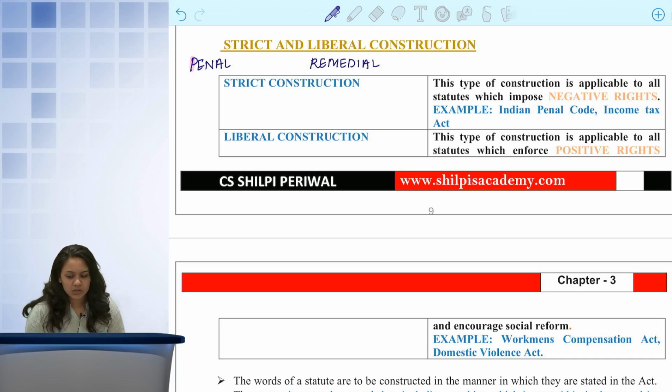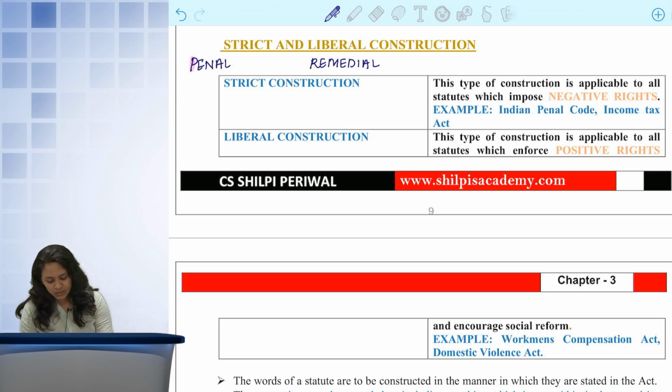So when we look at penal and remedial statutes, there is a certain way in which we interpret both of them. Now ideally you must be wondering, why is there even a difference in their interpretation? Shouldn't all laws be interpreted equally? While that is the general rule, there is a slight change in interpretation when it comes to remedial statutes and when it comes to penal statutes. So let's take for example the first one, the penal statutes.